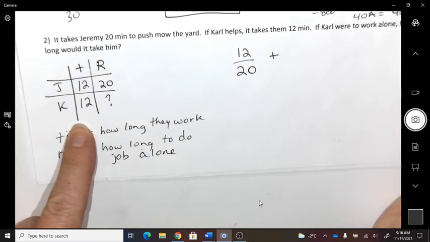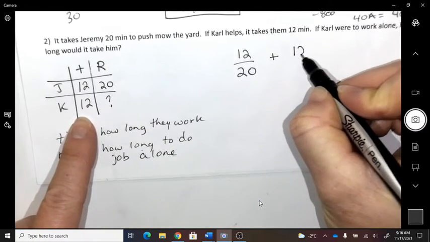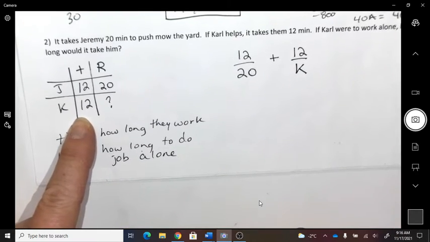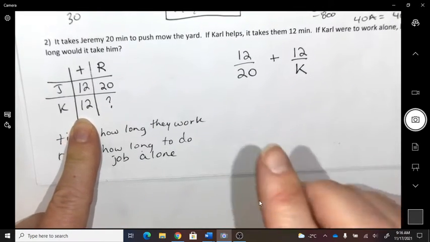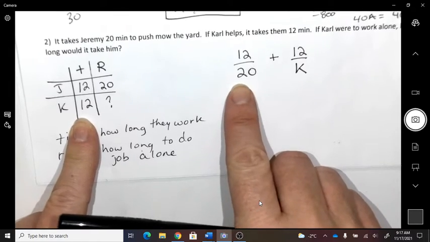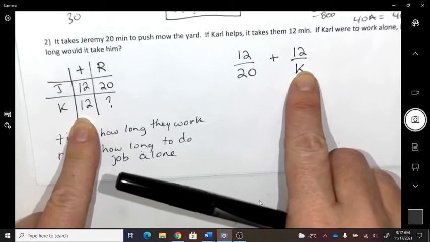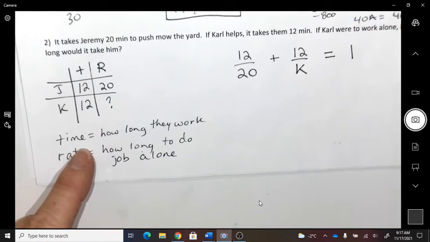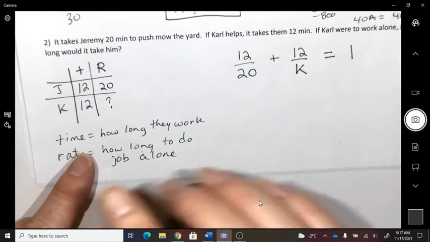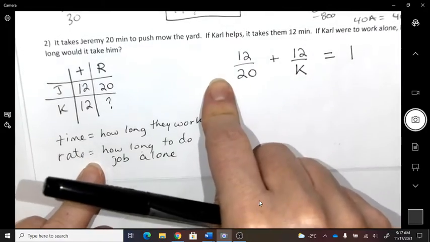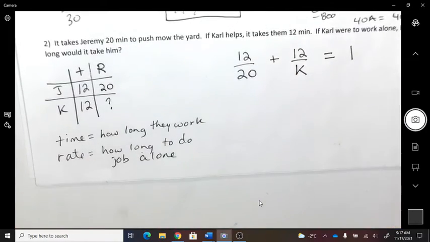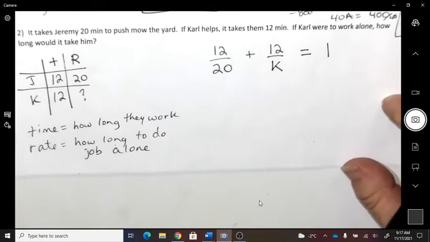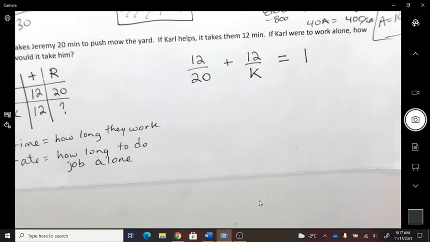Plus, Carl does 12/somethingths of the job. And the portion that Jeremy did plus the portion that Carl did is the entire job. This is the portion of Jeremy, the portion of Carl, but together they're doing the whole job, and the whole job is getting done. Okay, so that's the new stuff.